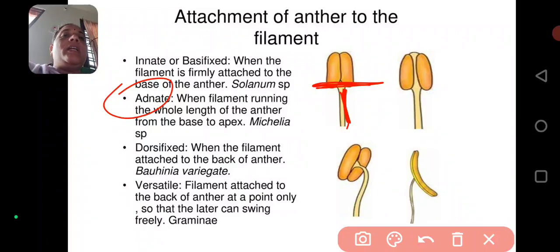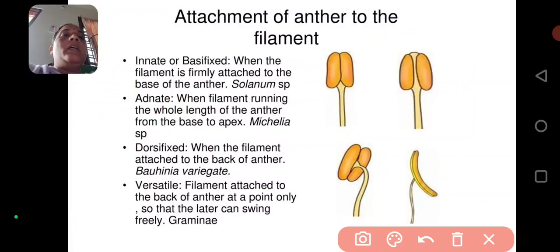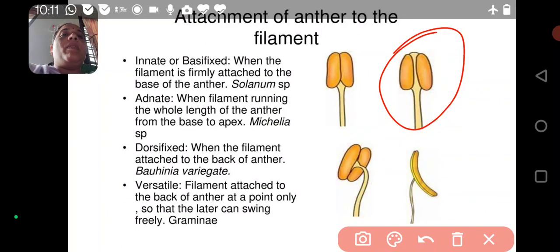When the filament runs the whole length of the anther from the base to the apex, it is called as adnate anther. Okay, here these are the anther lobes. So this is the filament. This filament is running the whole length of the anther. This is the anther. This is the whole length. So here the filament runs the whole length of the anther from the base to the apex, and that is called as adnate anther.